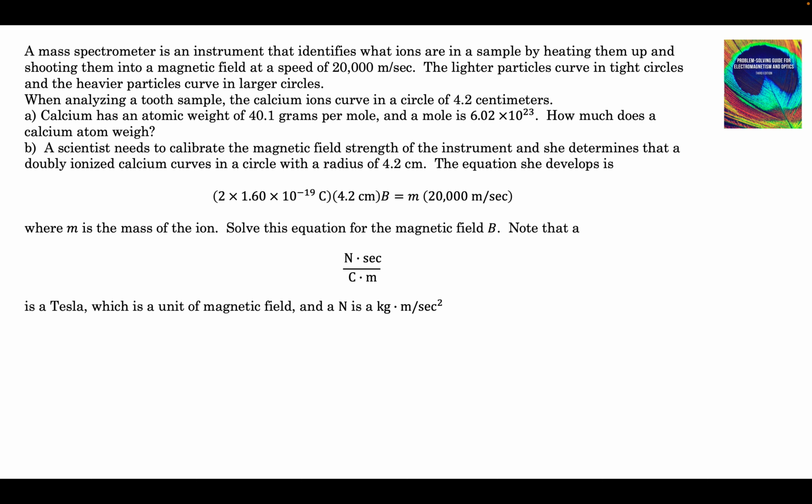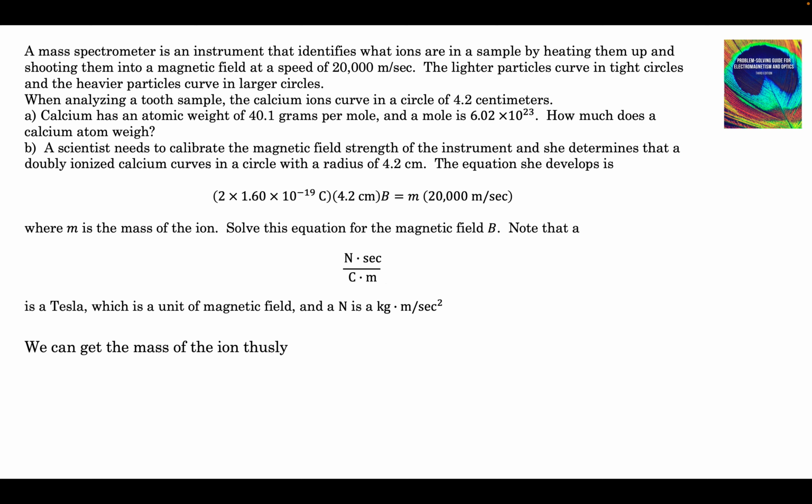In this particular instrument, they curve in a circle of radius 4.2 centimeters. So part A is what's the mass of a calcium ion, knowing that the atomic weight is 40.1 grams per mole. Part B involves calibrating the instrument to figure out what the magnetic field is that will turn a calcium ion with a radius of 4.2 centimeters. And there's the equation. And the unit of magnetic field is Newton seconds per Coulomb meter, which is a Tesla.